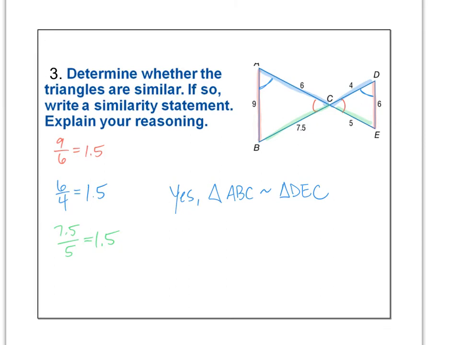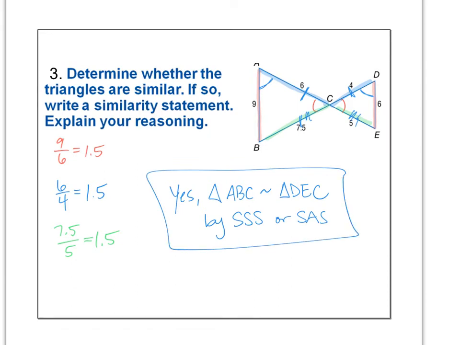So triangle ABC is similar to triangle DEC by, and we have two choices. We did check all three sides, so we could say by side, side, side, since they all had the same scale factor or ratio. We could also use side, angle, side, where we use the blue sides, then the angle at C, and then the green sides. So we could say side, angle, side as well. You only need one of those. You don't need both side, side, side and side, angle, side. Either one is correct.